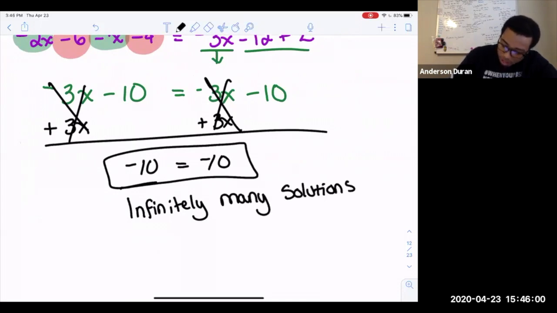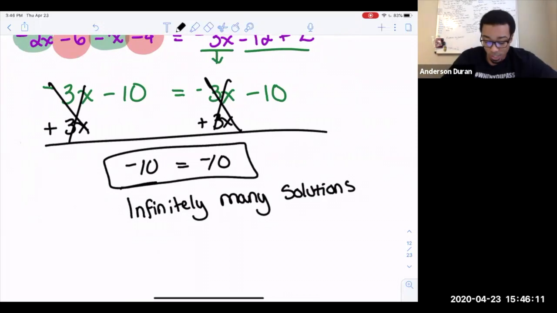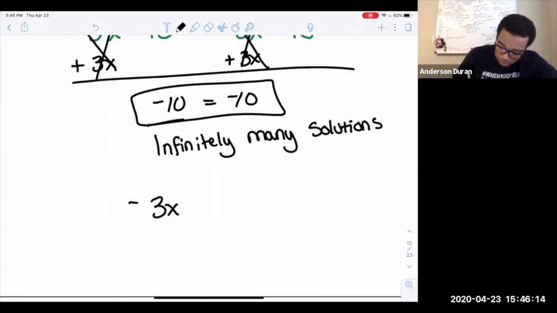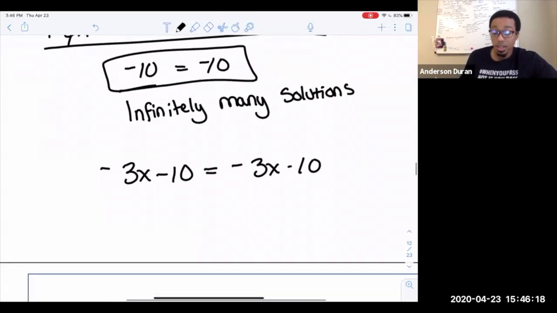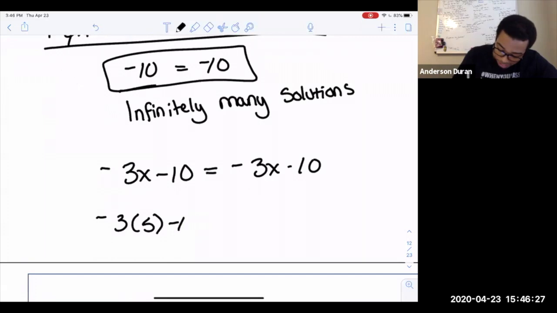And that's how I like to look at it. If I get in an equation when I'm simplifying the same thing on the left side as the right side, that means that you're going to have an infinitely many solution set. And that's because it doesn't matter what you put in for x. For example, let me just go back to that -3x minus 10 equals -3x minus 10. Guys, give me any random number. I can put in 5, right? -3 times 5 minus 10. Will it be the same thing as -3 times 5 minus 10?